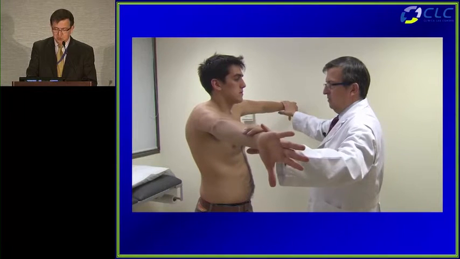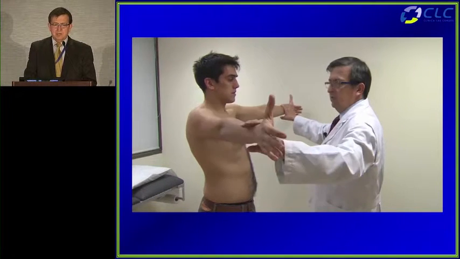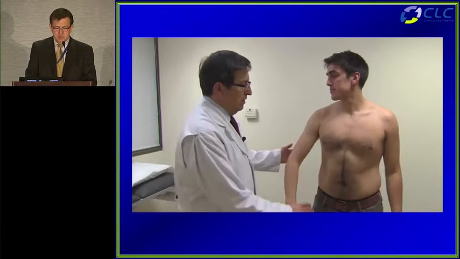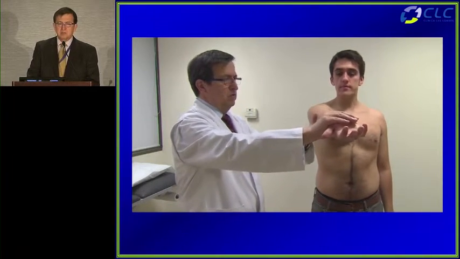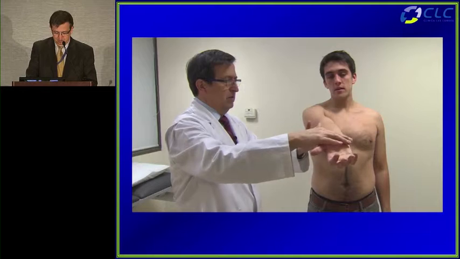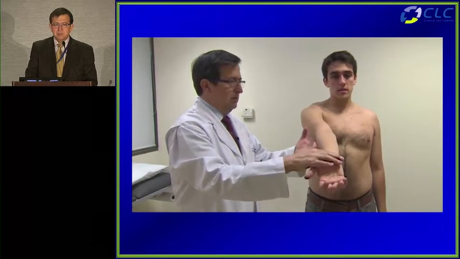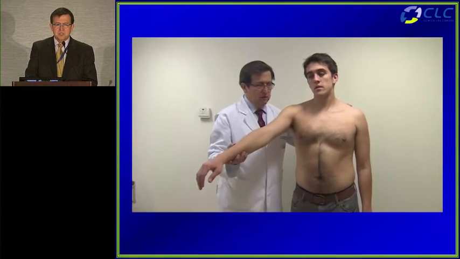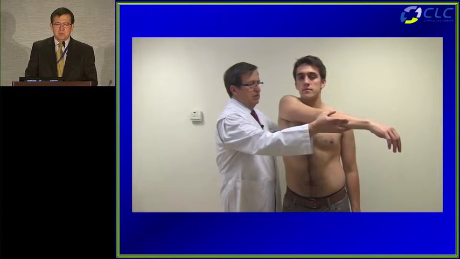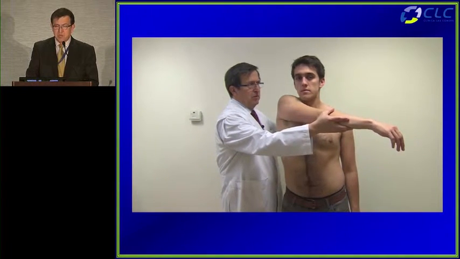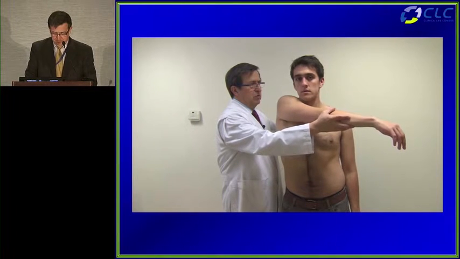Then we continue with the Jobe test with the empty can and the full can. When the test sometimes is positive, then we continue with the Speed test to evaluate the biceps. Then the cross-arm adduction test. We are in the back of the patient and the patient is standing. Meanwhile, we perform these tests.